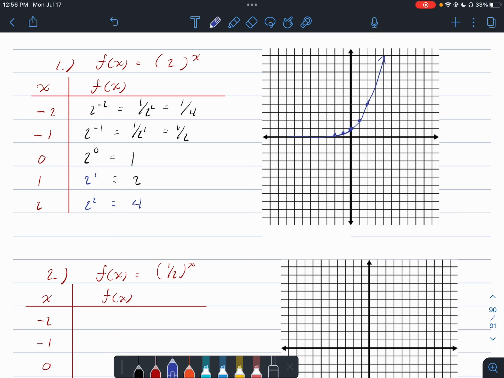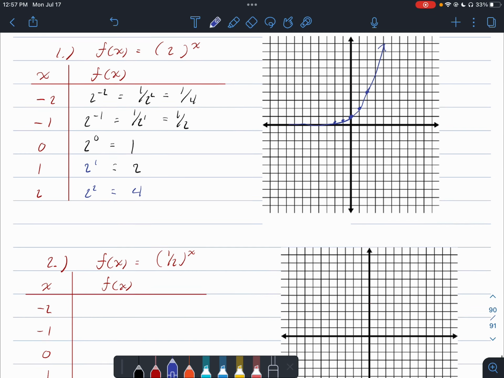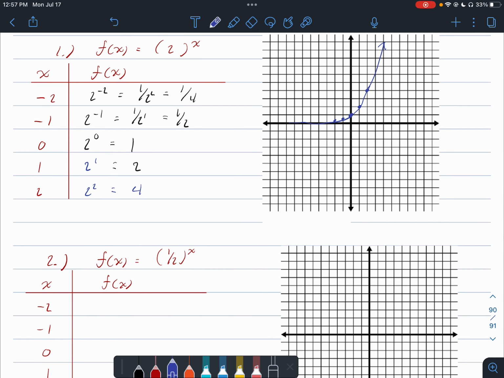Okay, so let's start from 1. If we go from 1 to 2, we go from f of x is equal to 2 to f of x is equal to 4. If we go from 2 to 3, we go from 4 to 8. 3 to 4, we get 8 to 16. So each step, we're actually doubling the size, okay? So that is kind of how exponential functions work. How fast they grow is directly related to this base, which in this case is 2.